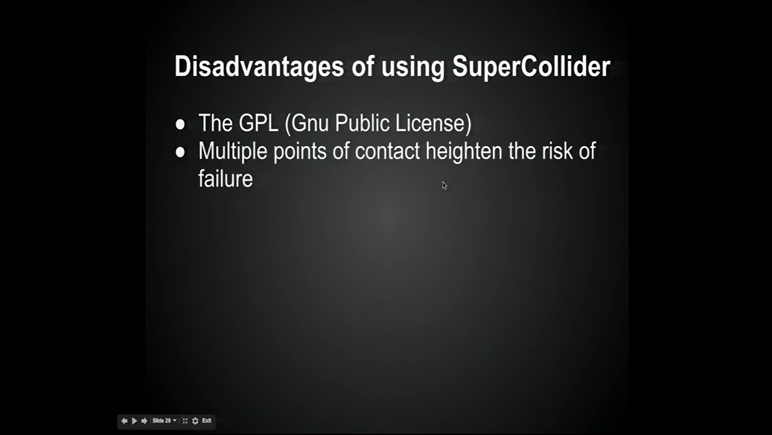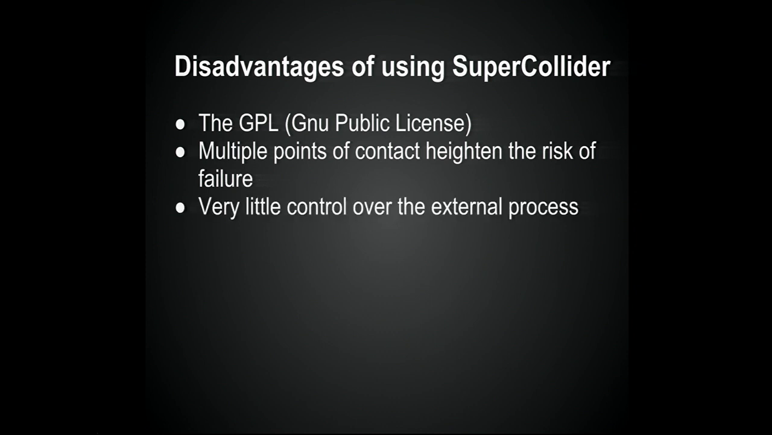Having multiple points of contact heightens the risk of failure, and what I mean by that is that there's a lot of places for SuperCollider to fail along the way. So the connection between SC Lang and SC Synth could fall apart. The connection between Unity and SC Lang could fall apart. There's a lot of places where things can go wrong. And then when something does go wrong, what do you do to fix it? What happens if SC Synth just stops working? You can't easily boot out of it, and that can be a problem.